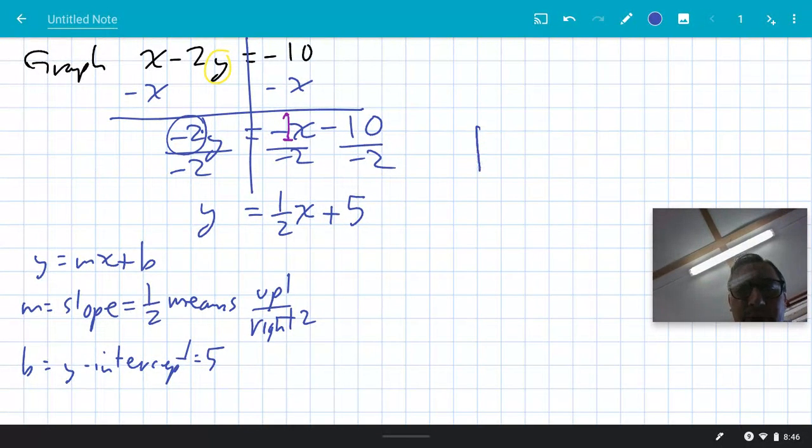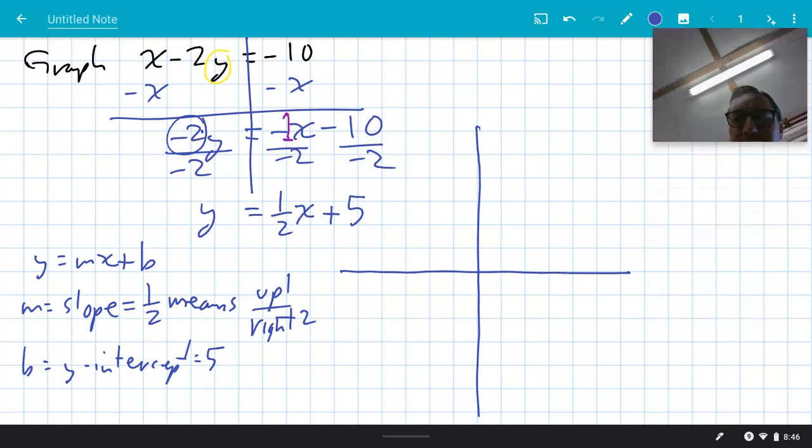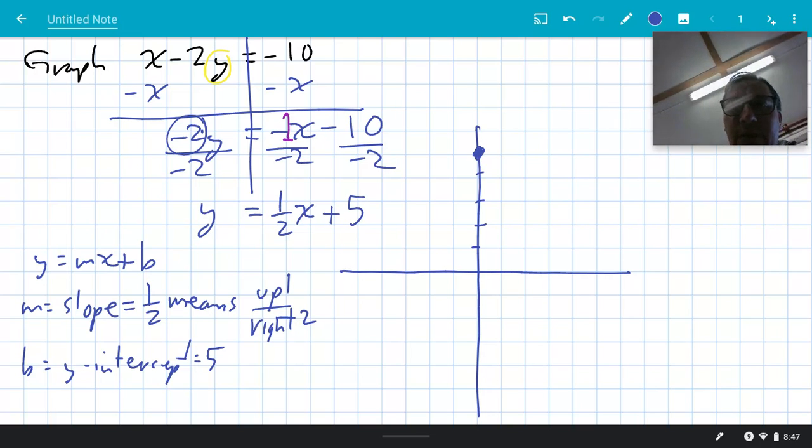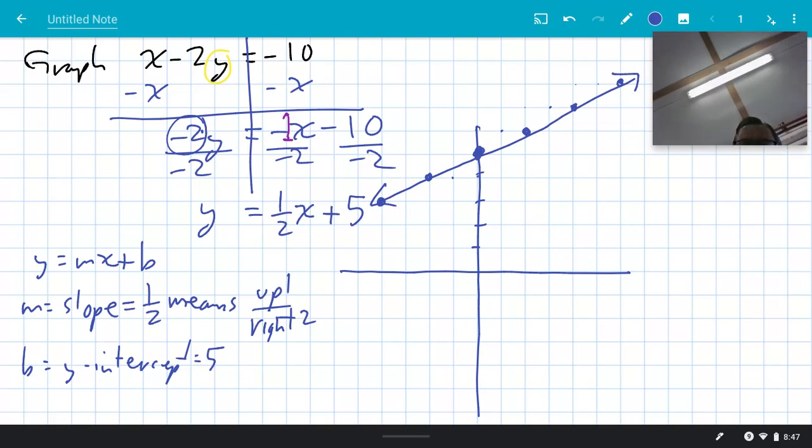So if we were to graph that, I'm going to move this here, 1, 2, 3, 4, 5. So it hits the y-axis there. And then from that y-intercept, we go up 1, right 2. So it's up 1, right 2. Up 1, right 2. It's the same as down 1, left 2. So it looks like that. Straight line. Put arrows on either side, connect the dots, and we're good.